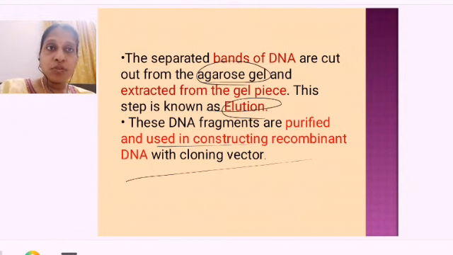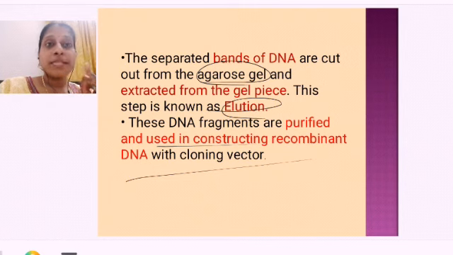So this is for today's class. Hope it's clear. Today we discussed two topics: one is the restriction enzyme and the second one is agarose gel electrophoresis. Both are very important. Hope it's clear.